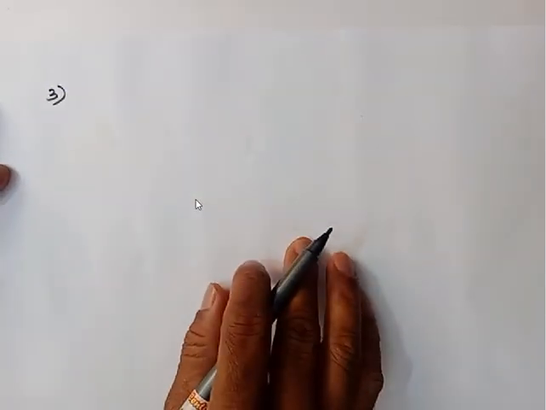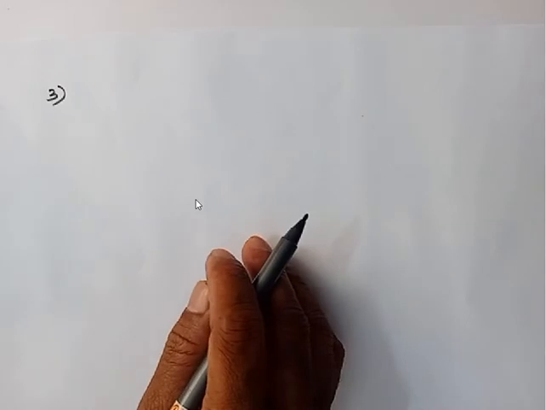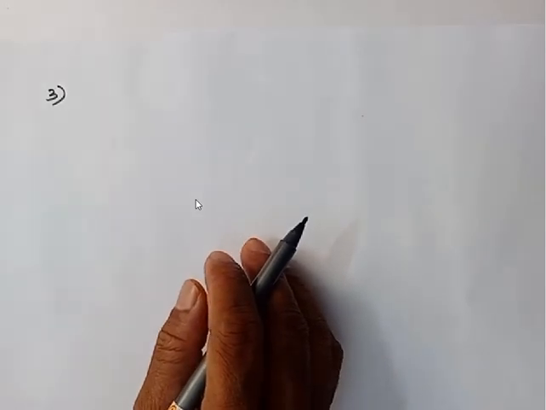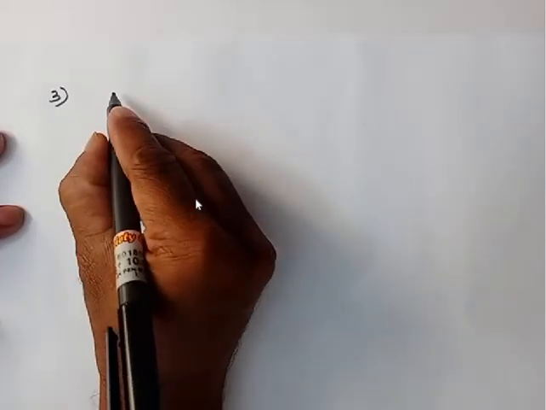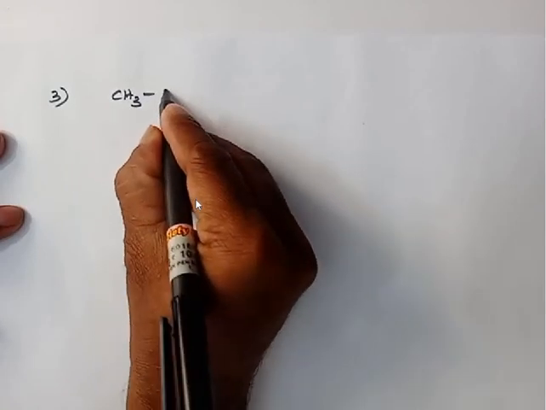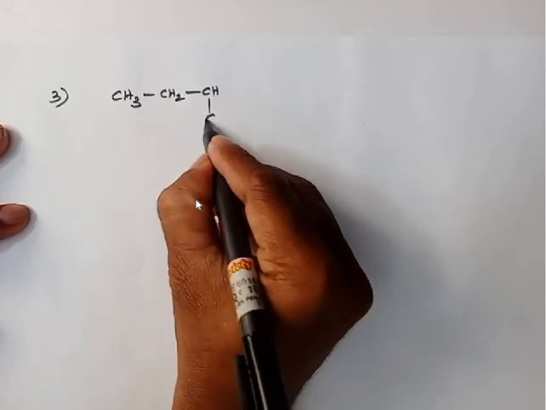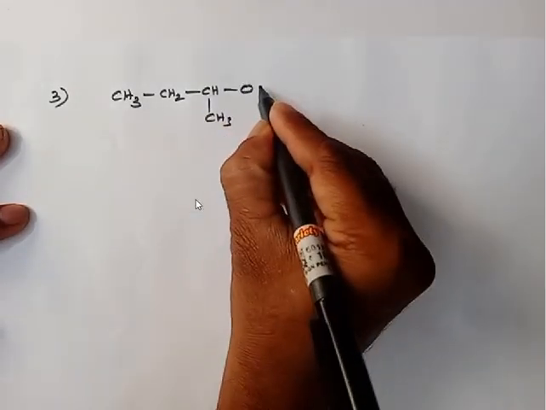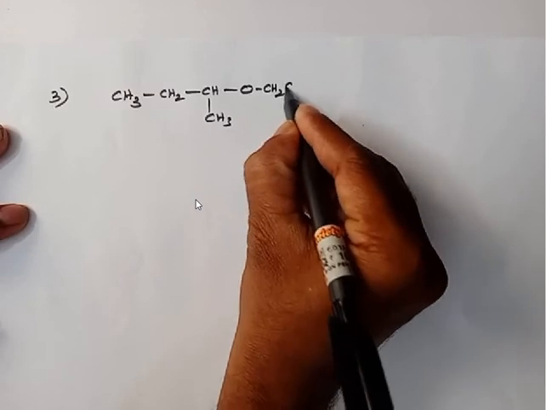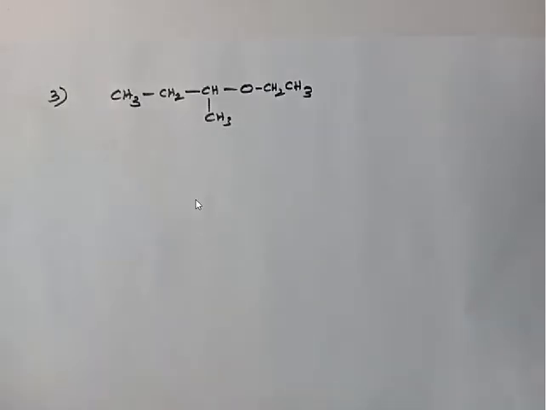IUPAC nomenclature definitely requires some practice. In this lecture, I'll discuss simple examples. As we go along, we'll see some complex examples also. Now let me take a compound CH3, CH2, CH, CH3, O, CH2, CH3. I'll take a compound like this.